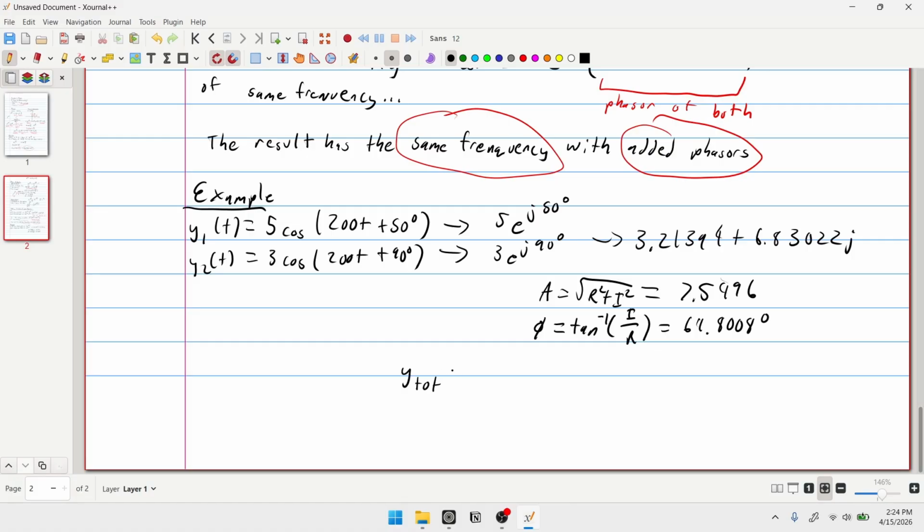So put them together, y total equals 7.5496 cosine, remember it's the same frequency, so 200t plus 64.8008 degrees. And that's our answer.